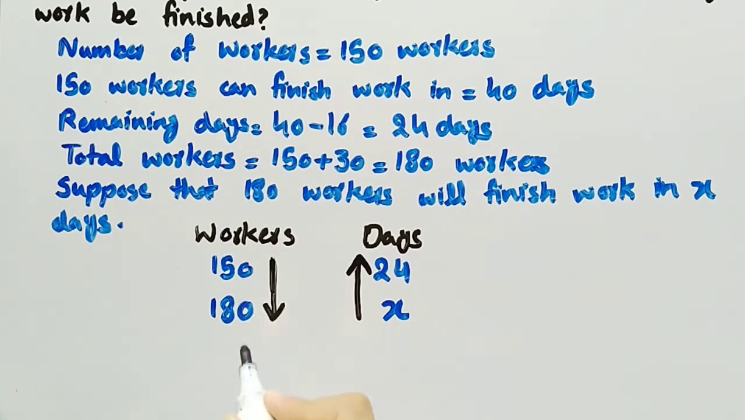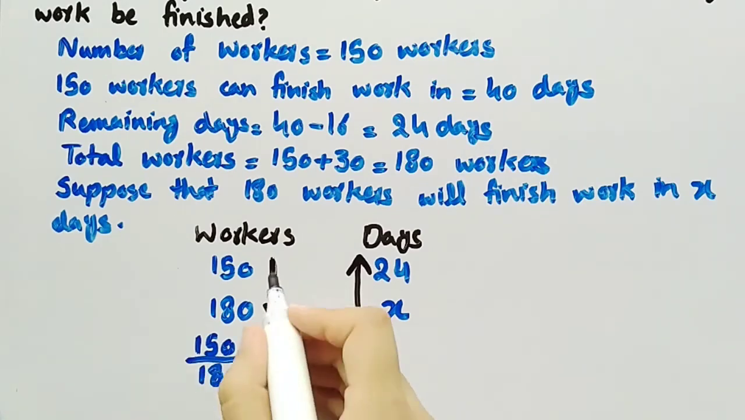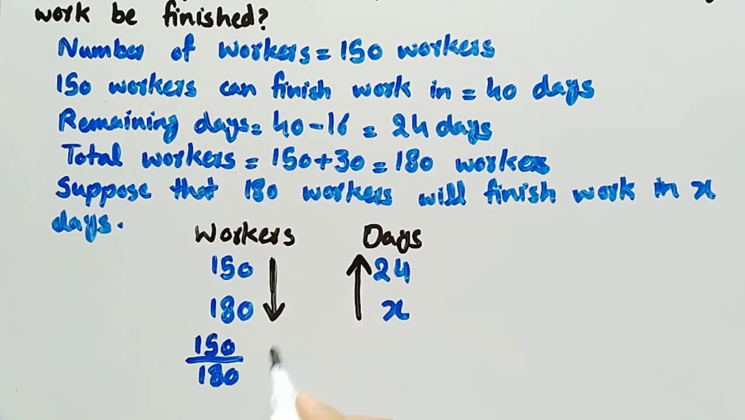As the number of workers, it will be written as 150 divided by 180 by seeing the direction of the arrow, equal to the number of days. Since the arrow is from downward to upward, we will write X by 24. So it means that the quantity where the tail of the arrow is written as the numerator, and where the head of the arrow is, that quantity is written as the denominator.